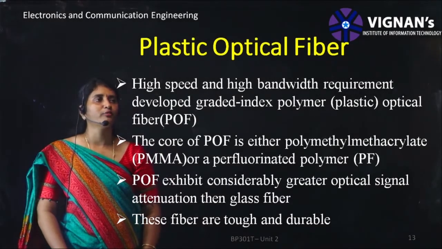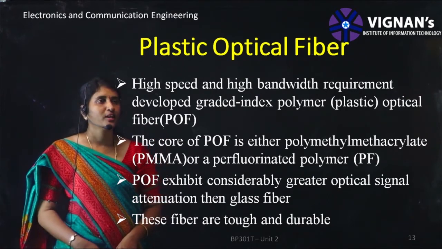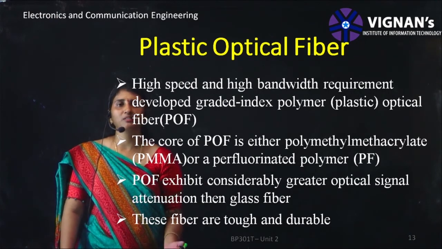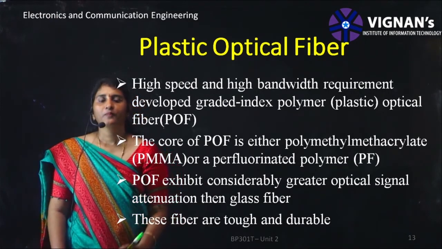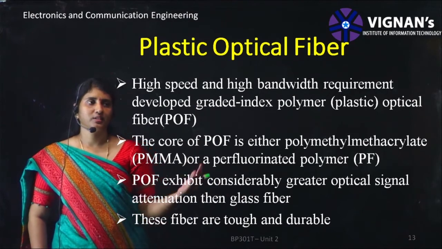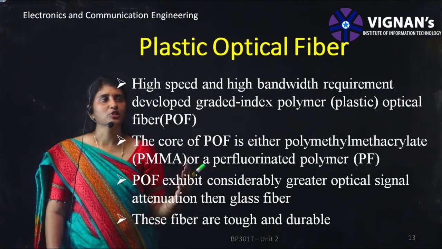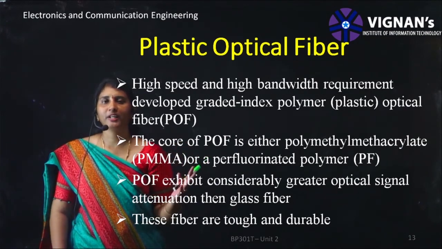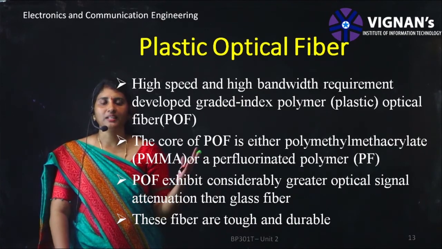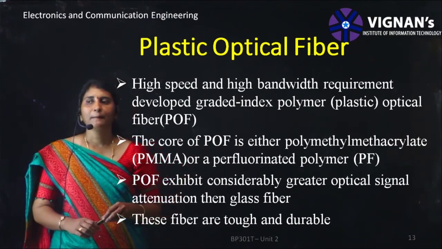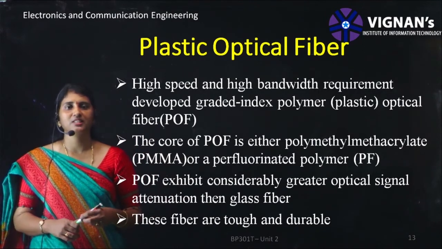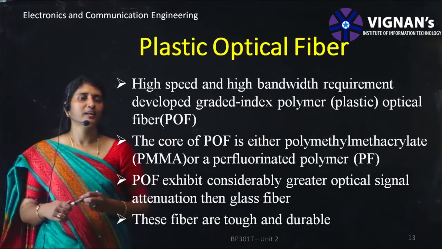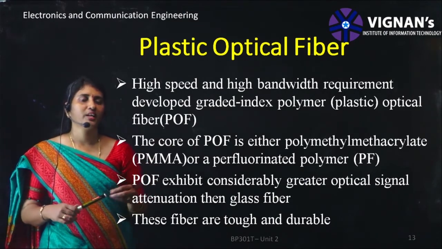The last type of optical fibers is plastic optical fibers. As we have already seen the differences between glass optical fibers and plastic optical fibers, the same applies to plastic fibers here. Generally, for the preparation of plastic optical fibers, we will be using perfluorinated polymers or polymethyl methacrylate materials, called PMMA or POF materials. These plastic optical fibers are less widely used because of their attenuation.